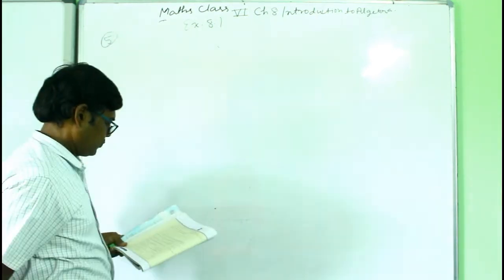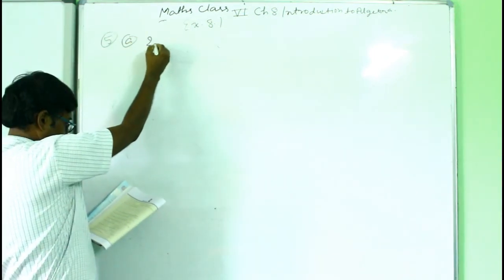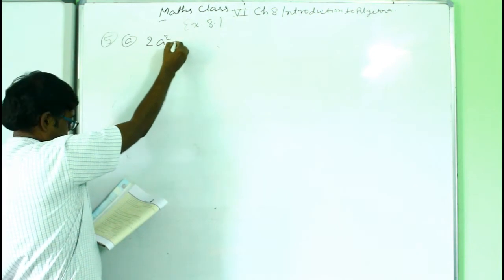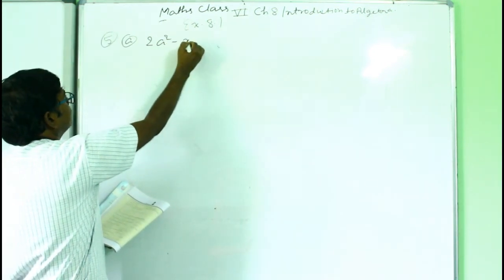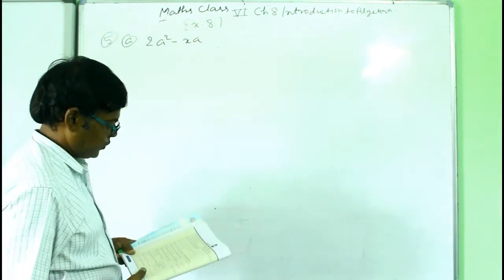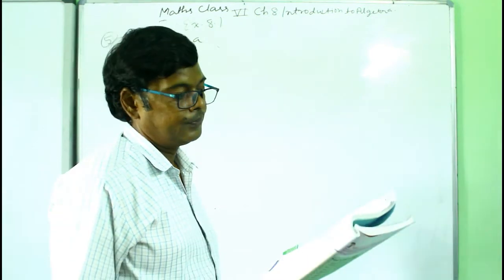Question number 5, the expression is 2a square minus xa. Okay, the first term is this. So here write the coefficient of x in each term.